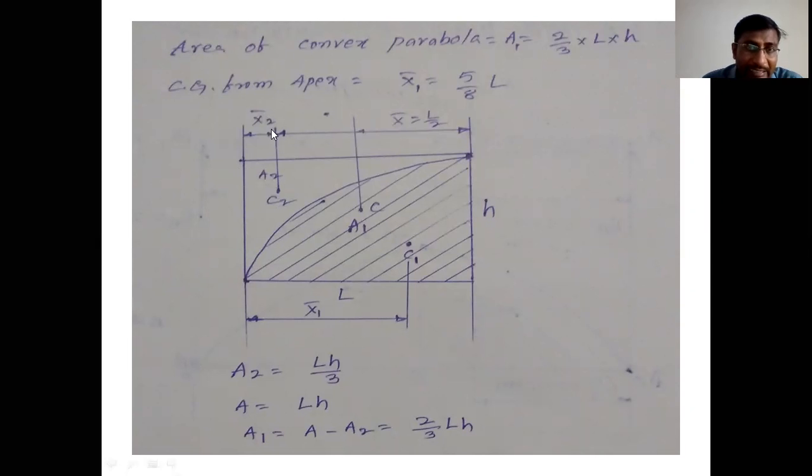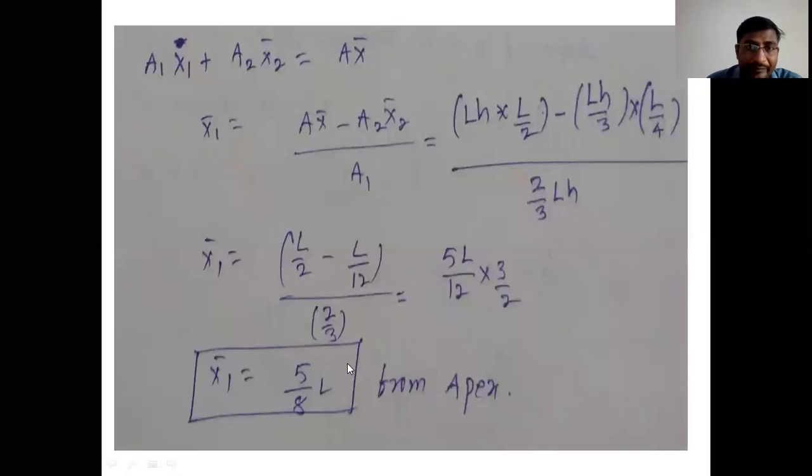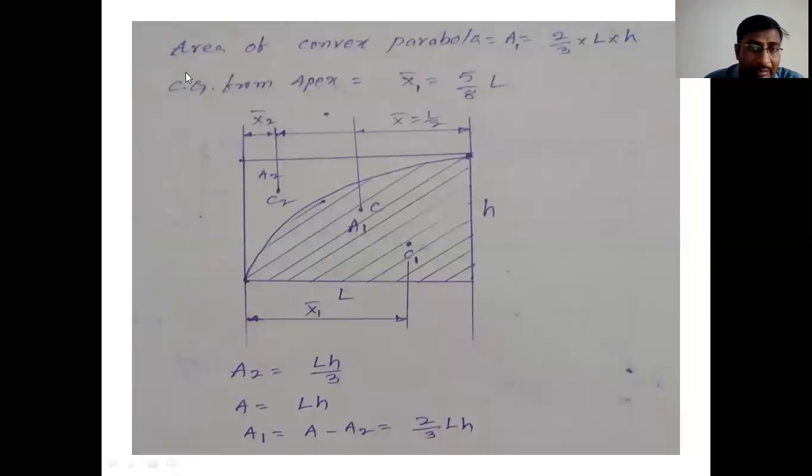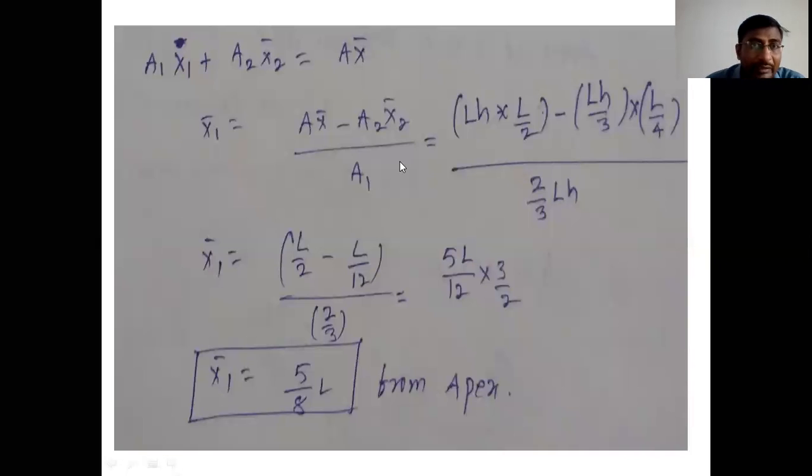We know that it is L into n plus 1 by n plus 2. So 3 by 4 of L. This is the L, total L. 3 by 4 of L. So from this, A1 x1 bar, what is A1 x1 bar? It is the first area, that is the required area, A1 into x1 bar, plus A2 x2 bar is equal to A x bar. From this we can get the x1 bar. X1 bar equals A x bar minus A2 x2 bar, divided by A1.